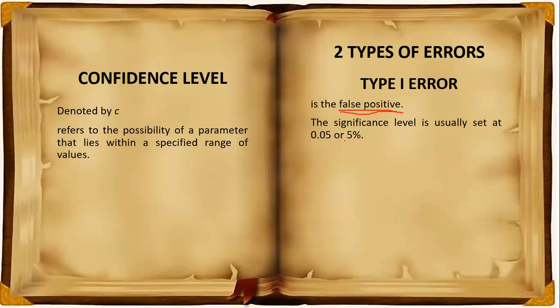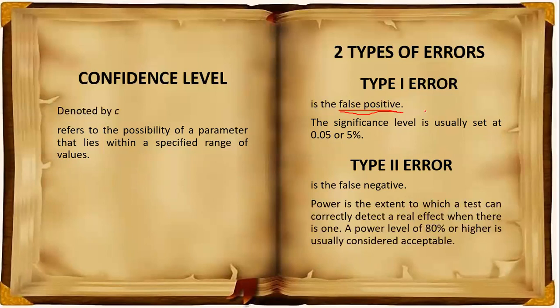So the significance level is usually set at 0.05 or 5%. It is commonly the standard when setting a significance level. So 5%. This means, class, that there is a 5% chance or less that your results occur if your null hypothesis is true. Okay, now let's proceed to the type 2 error. It is the false negative. So, false negative, class.